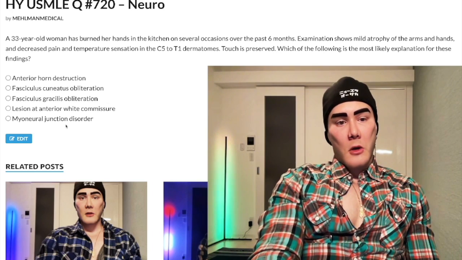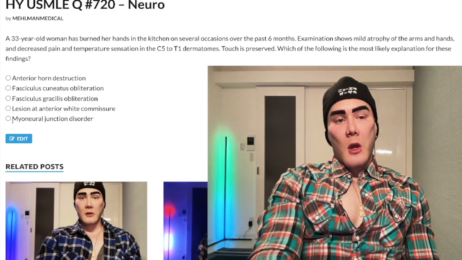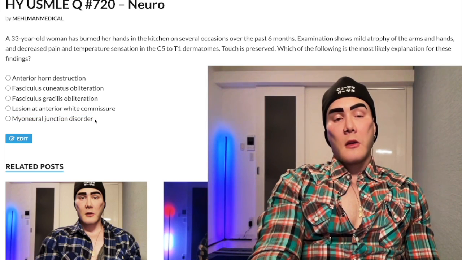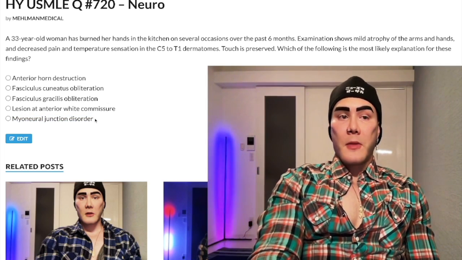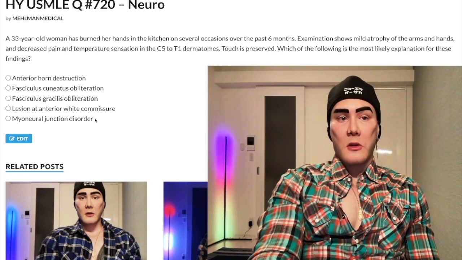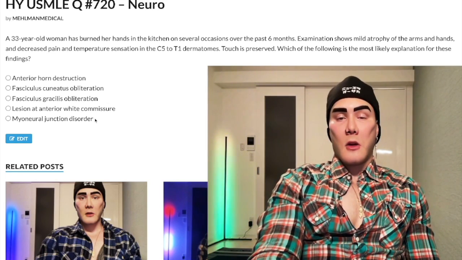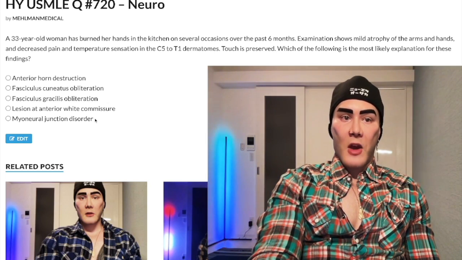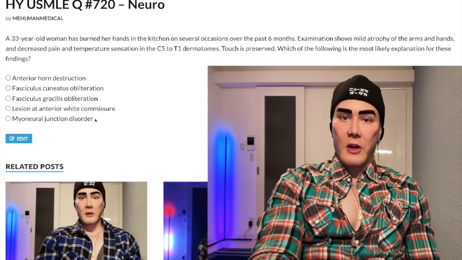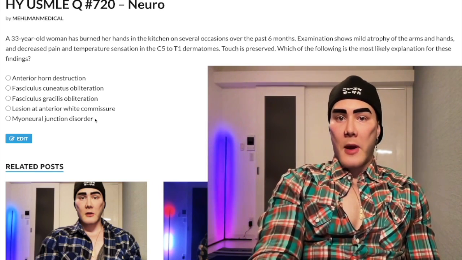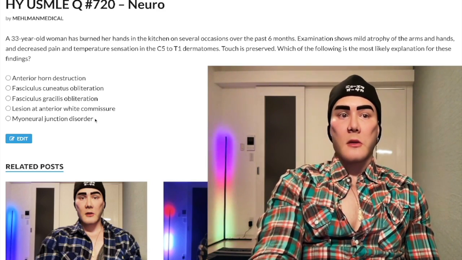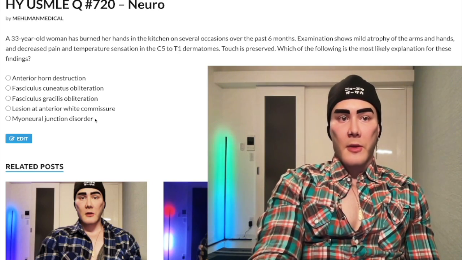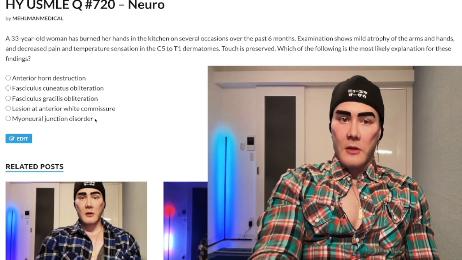Real quick, myoneural junction disorder, wrong answer. USMLE likes this answer choice to refer broadly to myasthenia gravis and Lambert-Eaton syndrome. Myasthenia gravis: antibodies against postsynaptic nicotinic acetylcholine receptors, can be a paraneoplastic syndrome of thymoma, with diplopia, dysphagia, ptosis. The triad gets worse with activity, whereas Lambert-Eaton syndrome is antibodies against presynaptic voltage-gated calcium channels, can be a paraneoplastic syndrome of small cell bronchogenic carcinoma, and improves with physical activity. In this case, wrong answer.